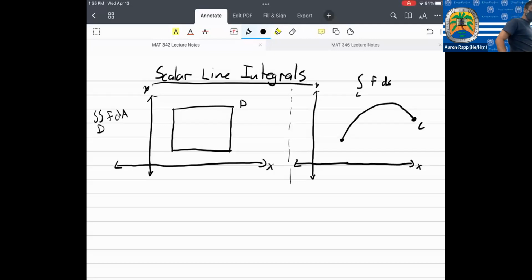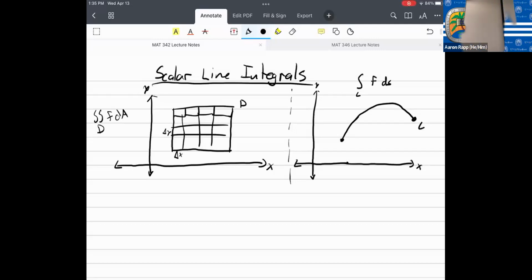So I took this domain D and broke it up into however many pieces I needed. I chose a point in each one of those domains to determine the height of these little rectangular prisms, and I added them all together to get an approximate volume. If I wanted to make it even more and more accurate, I would take those rectangles and make them what and what? Smaller and smaller.